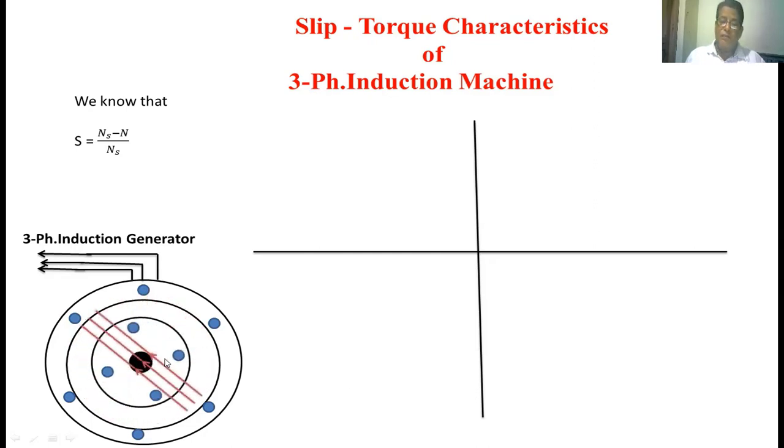But to create this flux, it requires reactive power. So the reactive power will be taken by the stator of the induction machine from the supply, but the stator winding will be giving the real power to the supply.